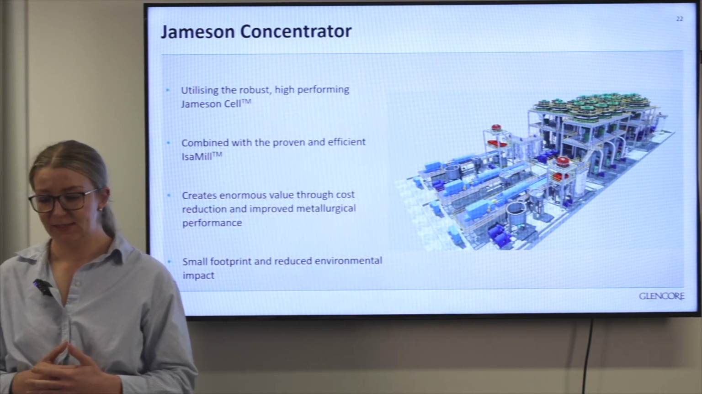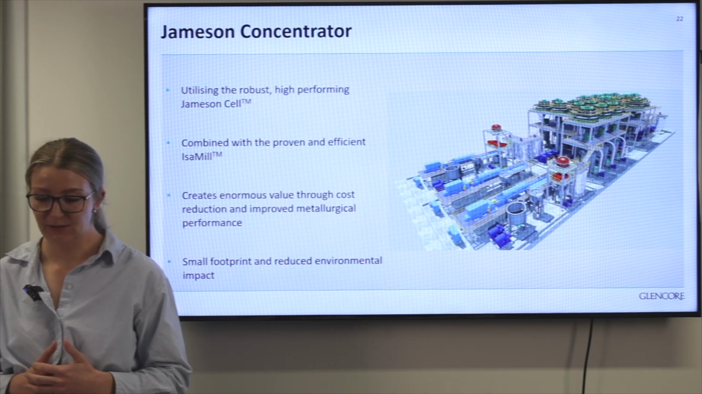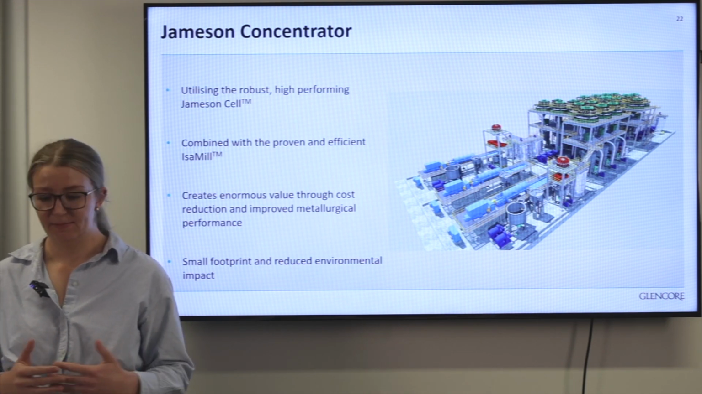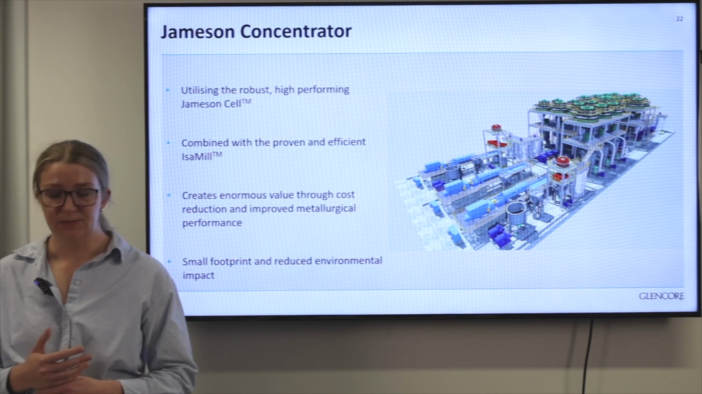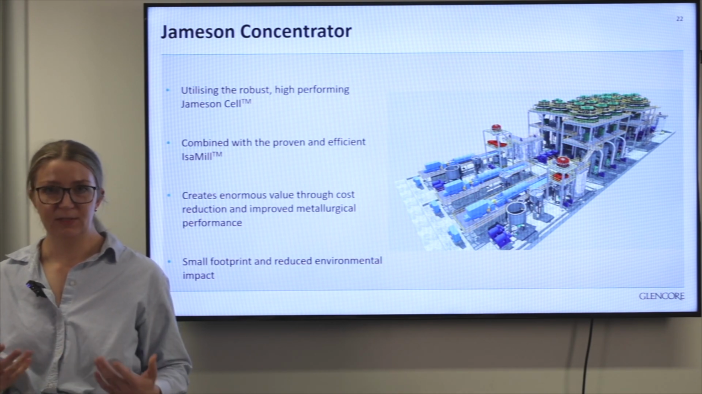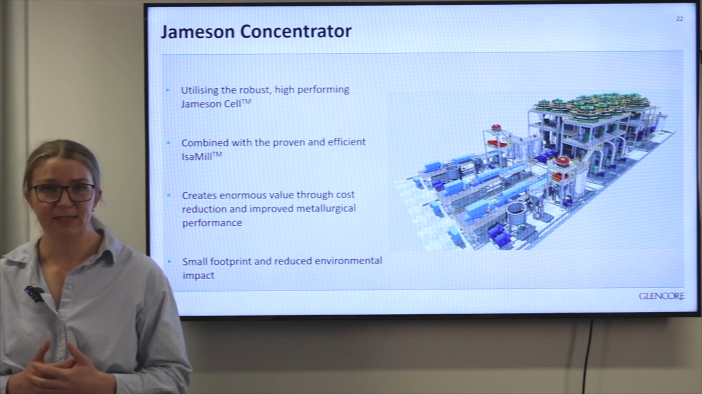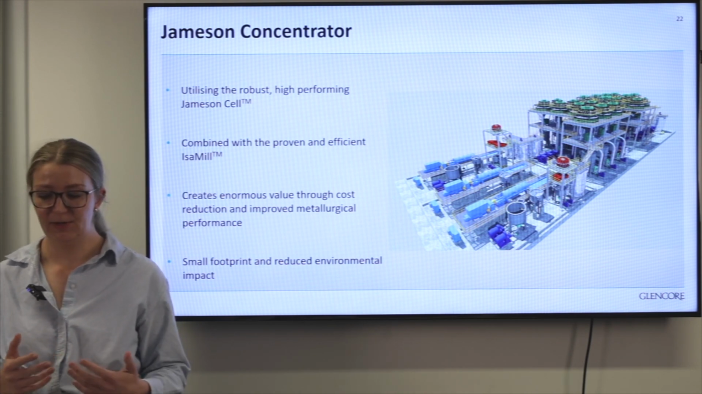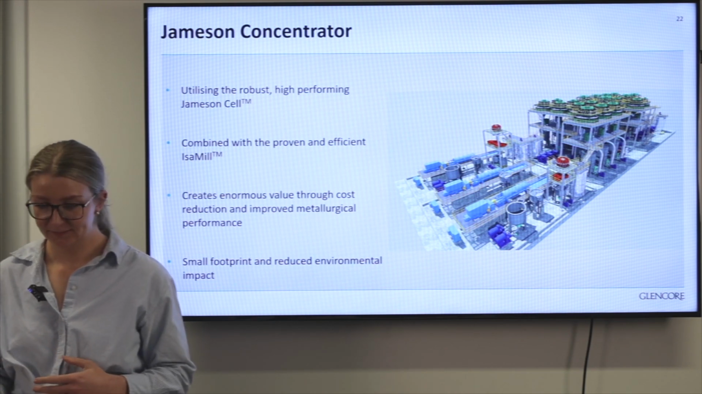So with all the flow sheets and results we've taken a look at, the Jameson cell can add significant value to circuits, and those benefits can really be amplified utilising the Jameson cell and IsaMill technologies together in what we call the Jameson concentrator. So with the Jameson concentrator, we normally see significant reduction in footprint, CAPEX, OPEX, as well as improved metallurgical performance.